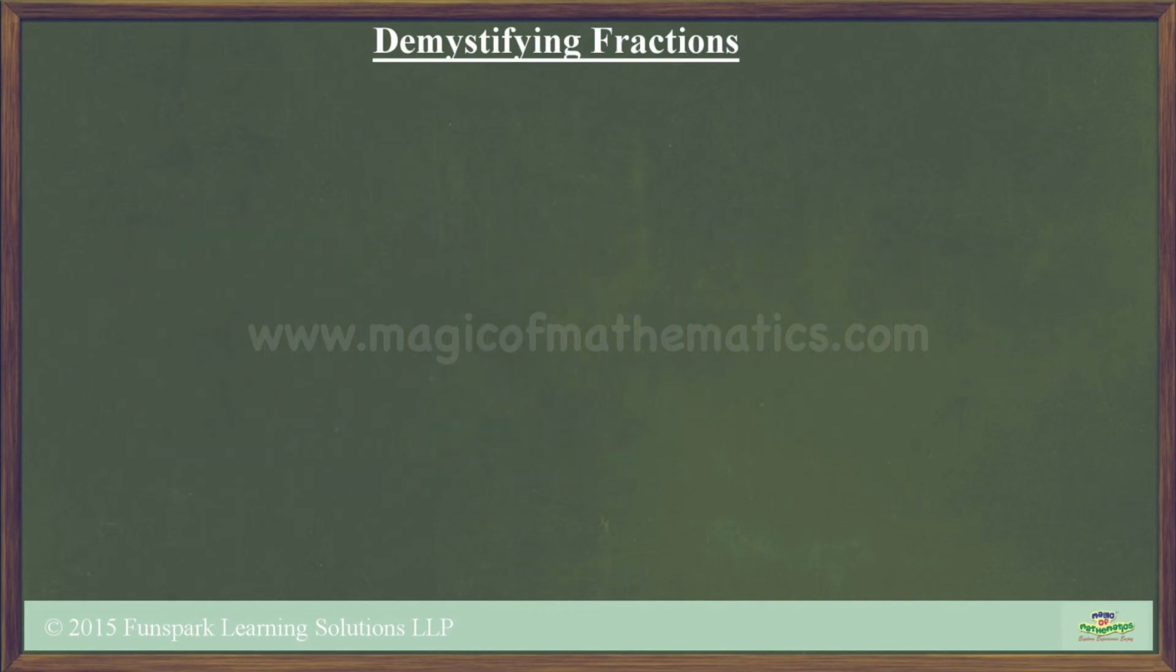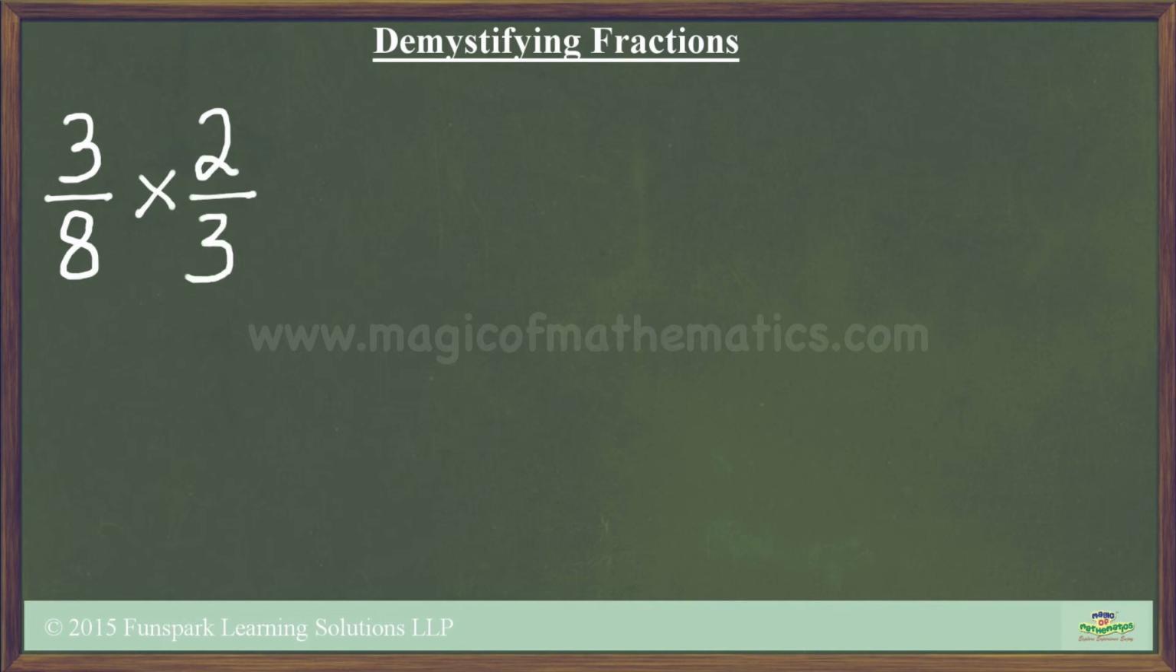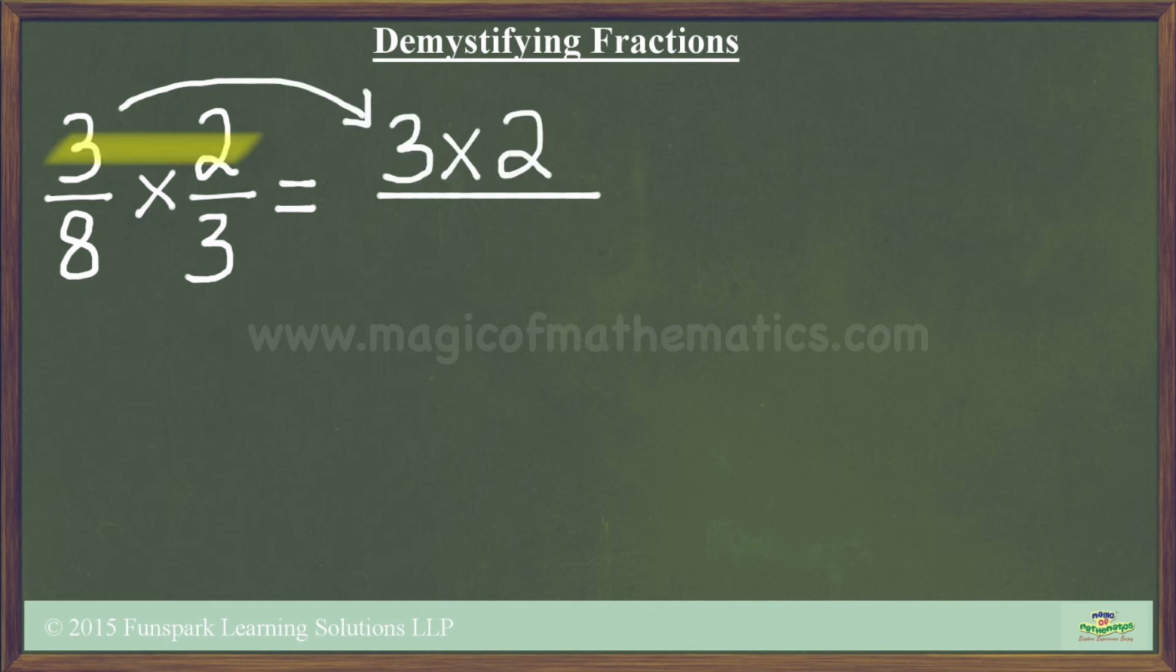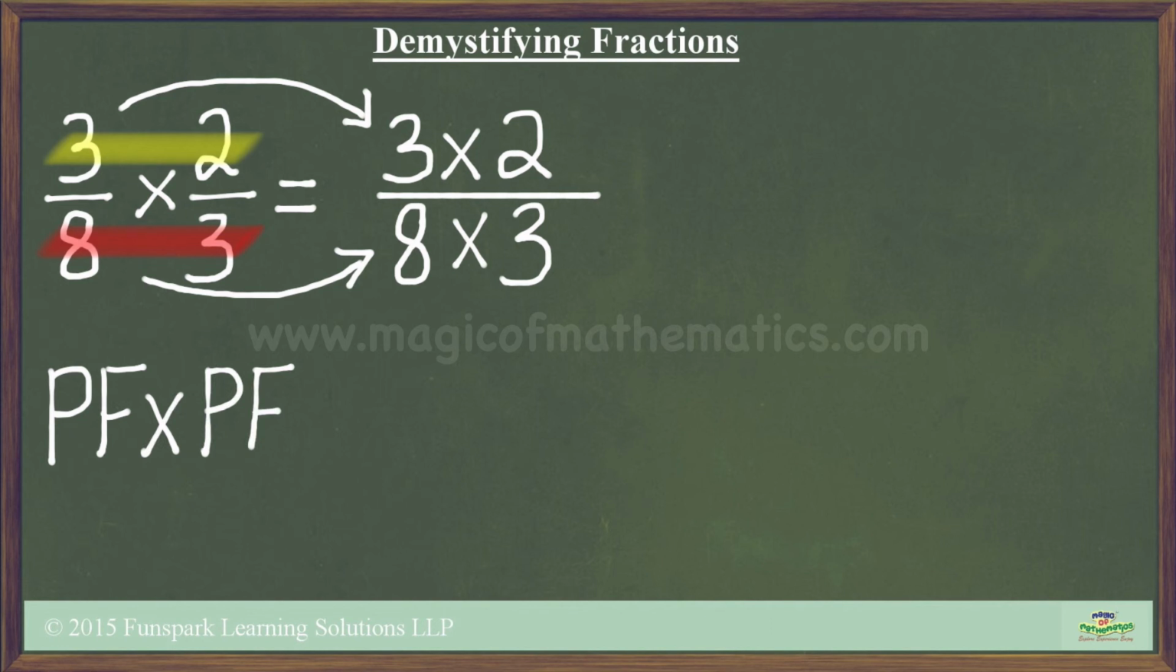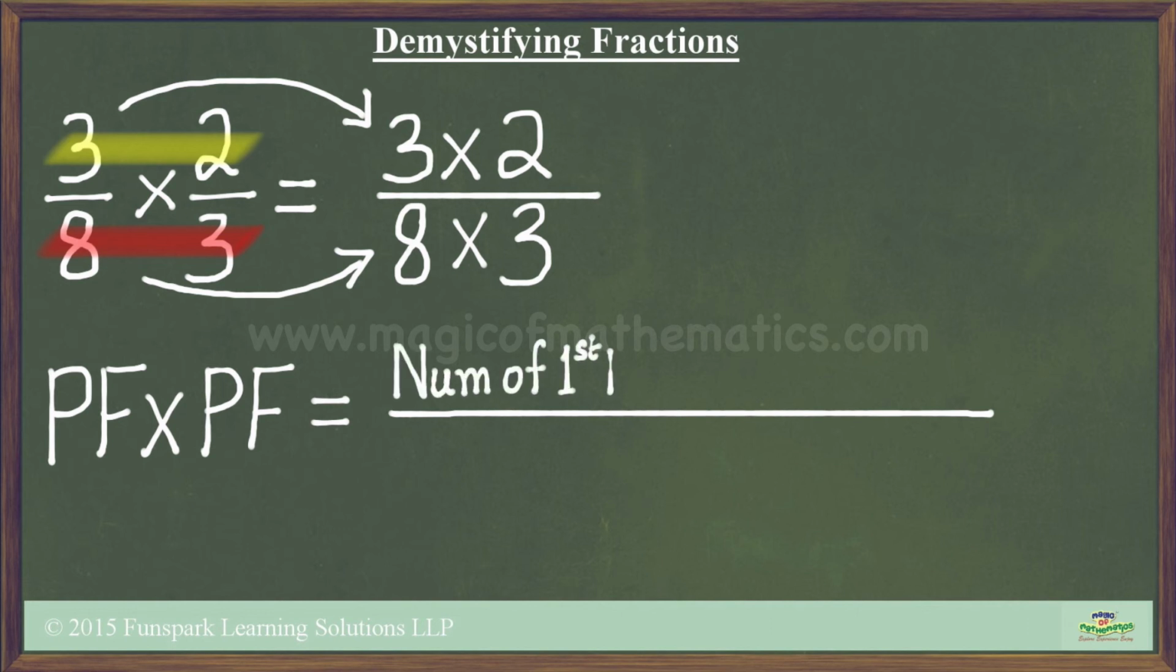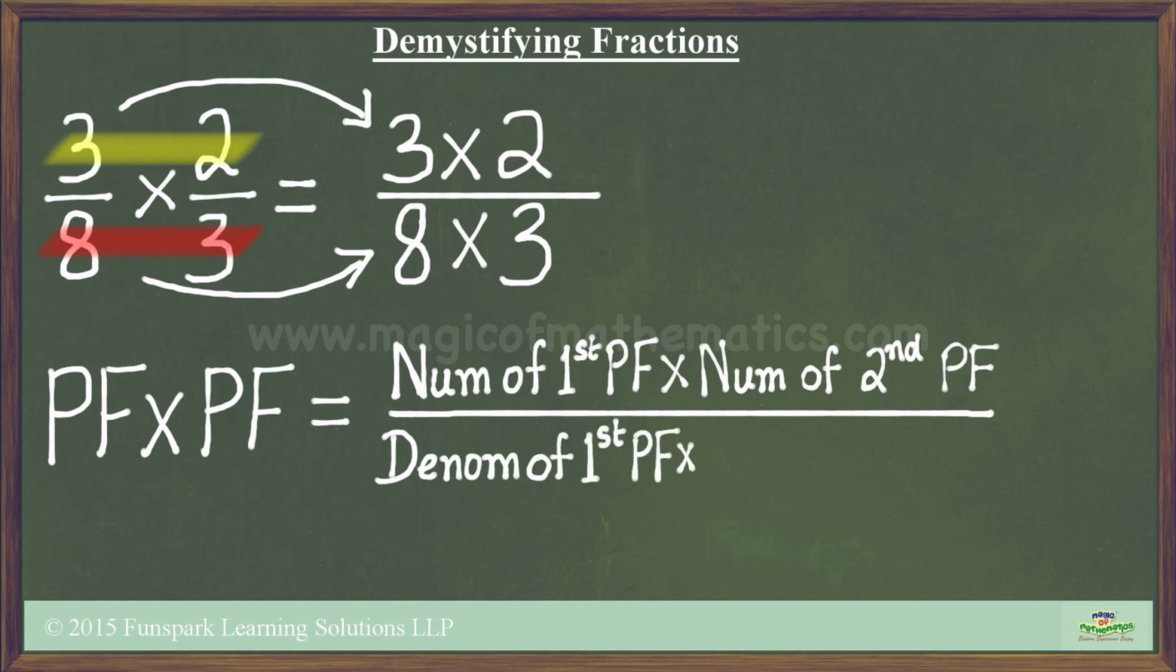We saw that 3 by 8 times 2 by 3 is equal to a fraction whose numerator is 3 times 2 and whose denominator is 8 times 3. In other words, when we multiply two proper fractions, we get a fraction whose numerator is obtained by multiplying the numerators of the two original fractions and whose denominator is obtained by multiplying the denominators of the two original fractions.